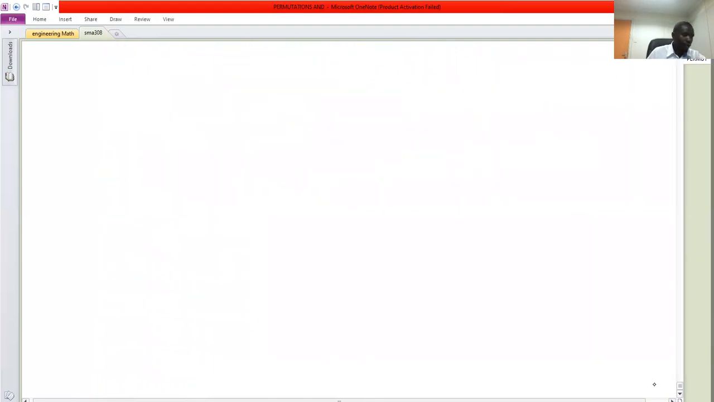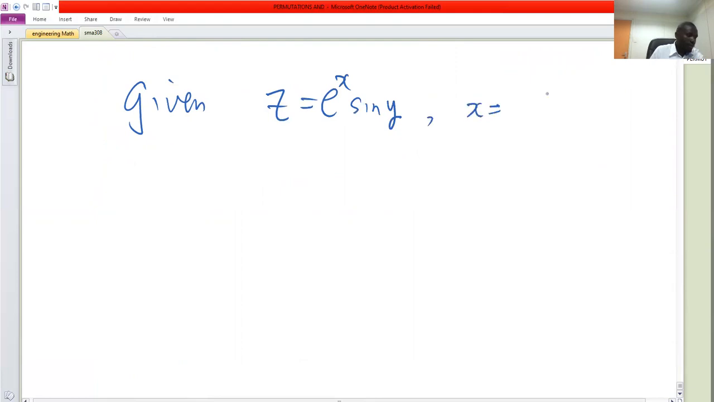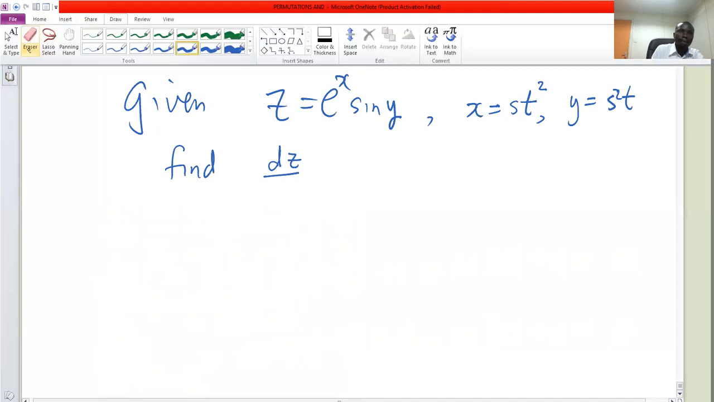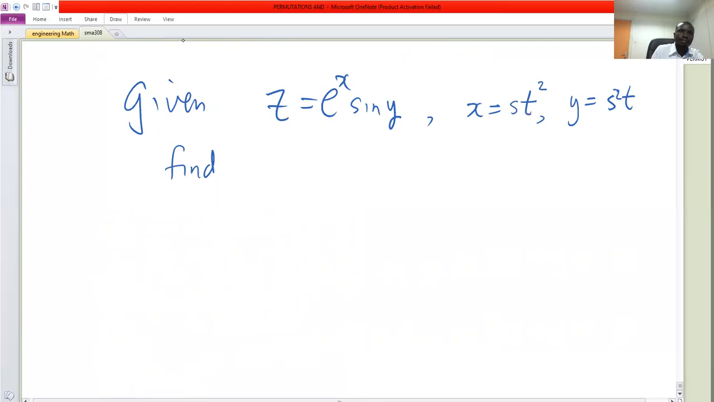And if you are asked to find, given that z is e raised to power x sine of y, x equals s t squared, and y equals s squared t, find partial z partial s, and then partial z partial t.